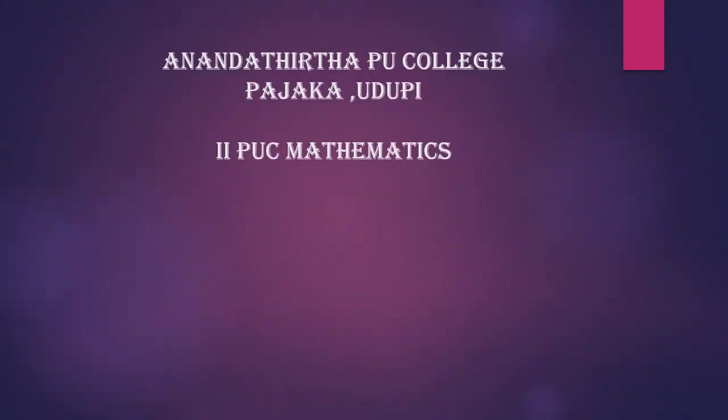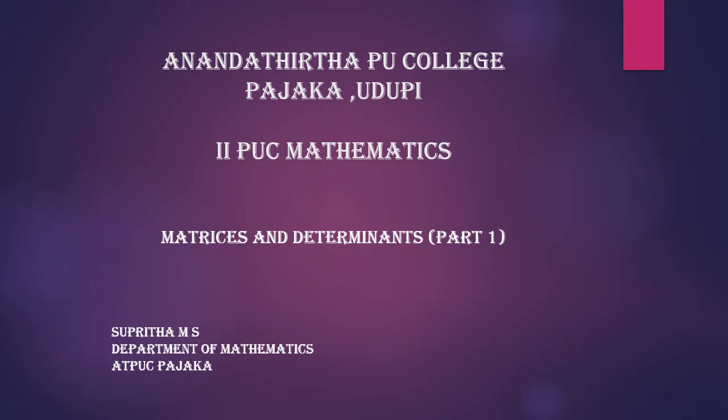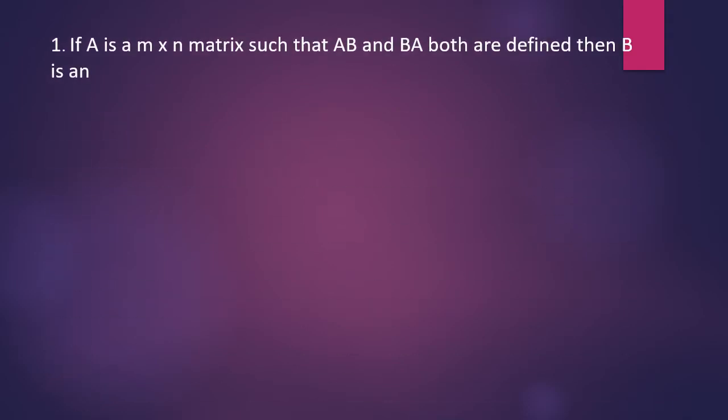Hello students, in this video I am going to explain some of the multiple choice questions from the chapter matrices and determinants. The first question will be: if A is an m by n matrix such that AB and BA both are defined, then B is an... You have to find the order of this matrix B here.